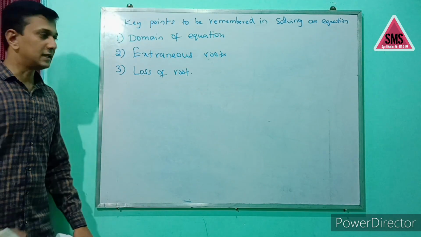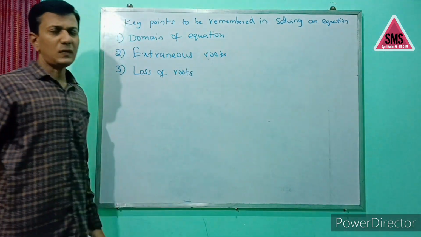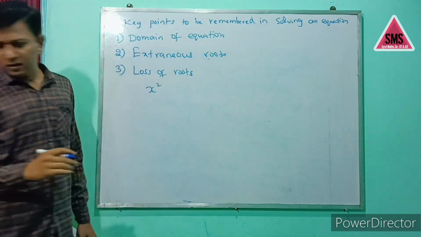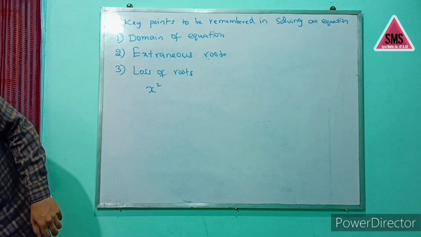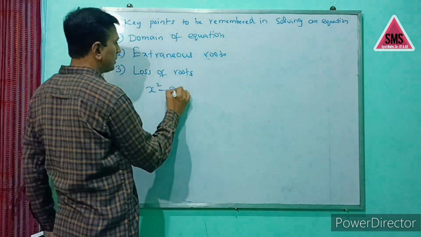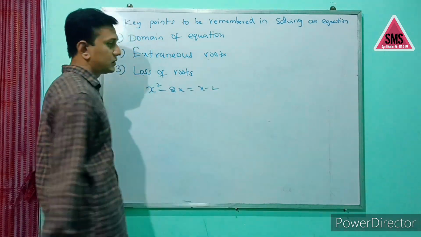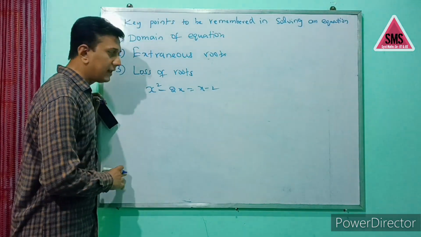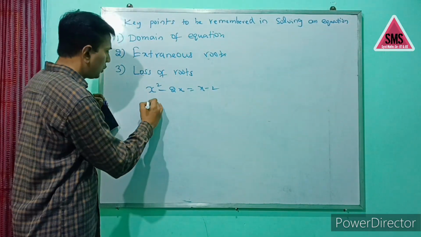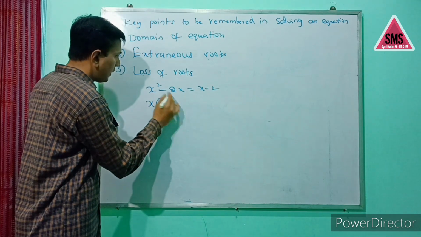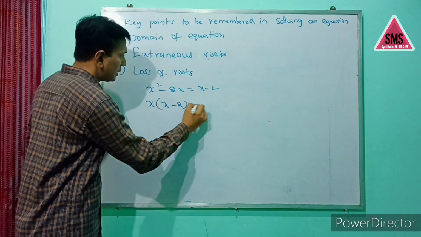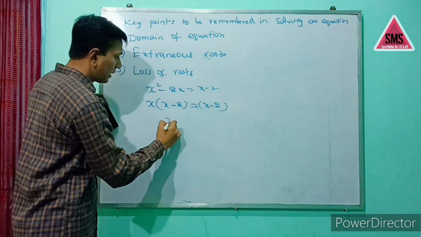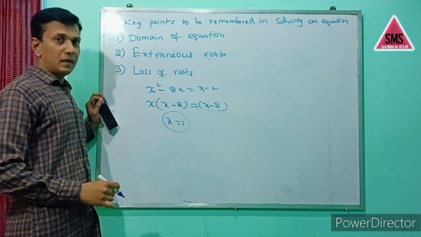Loss of root or loss of roots. Take an example: x square minus 2x is equals to x minus 2. This is one example. Now, when solving this equation generally, what you will do, you will take common between these two terms, you will get x minus 2. So x minus 2 upon division, you will get cancelled, x is equals to 1.